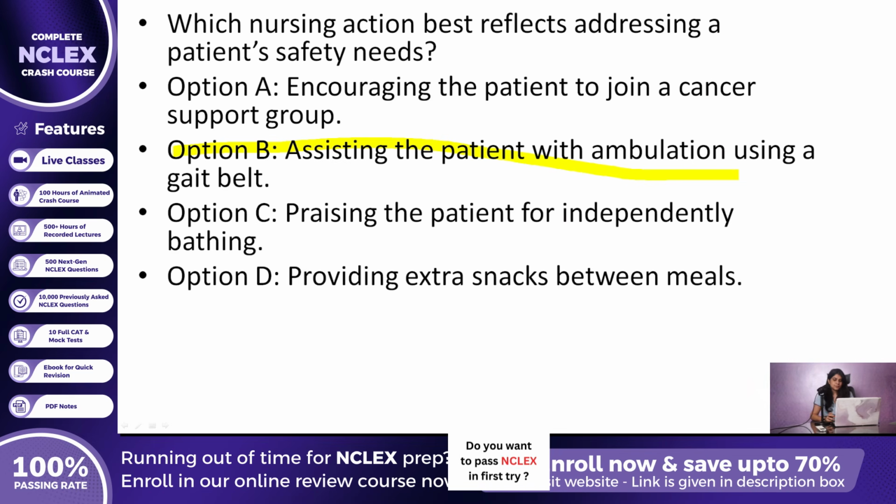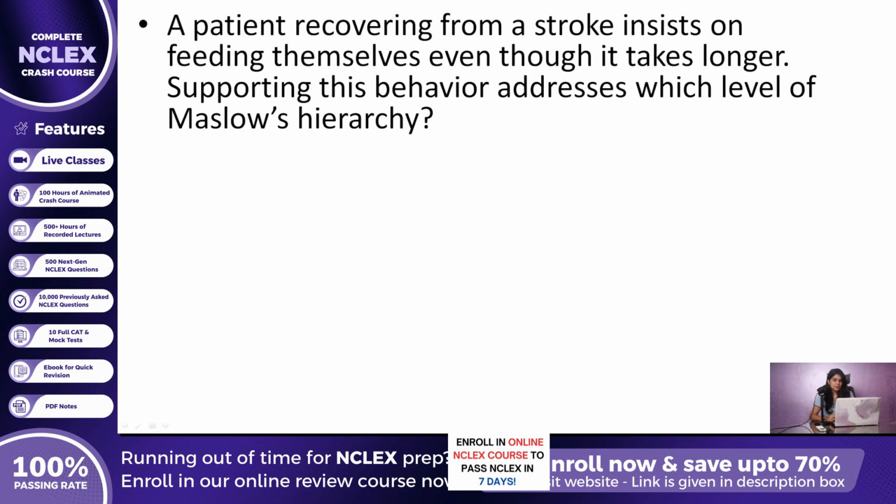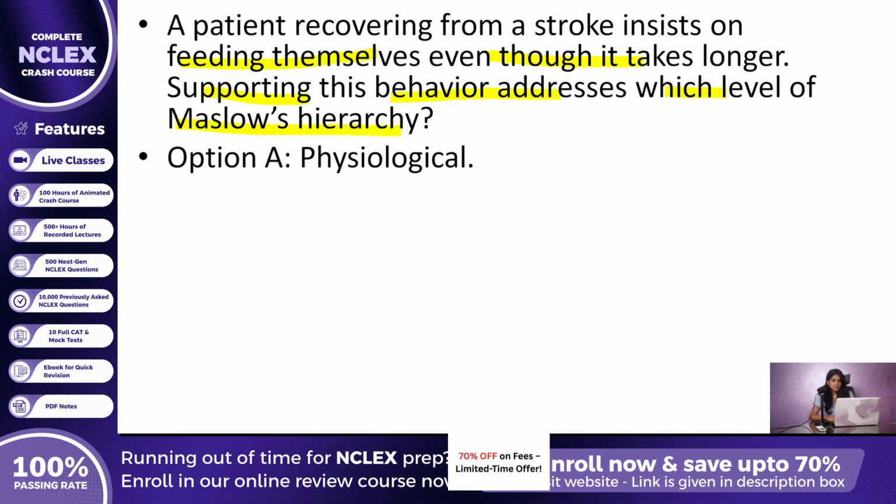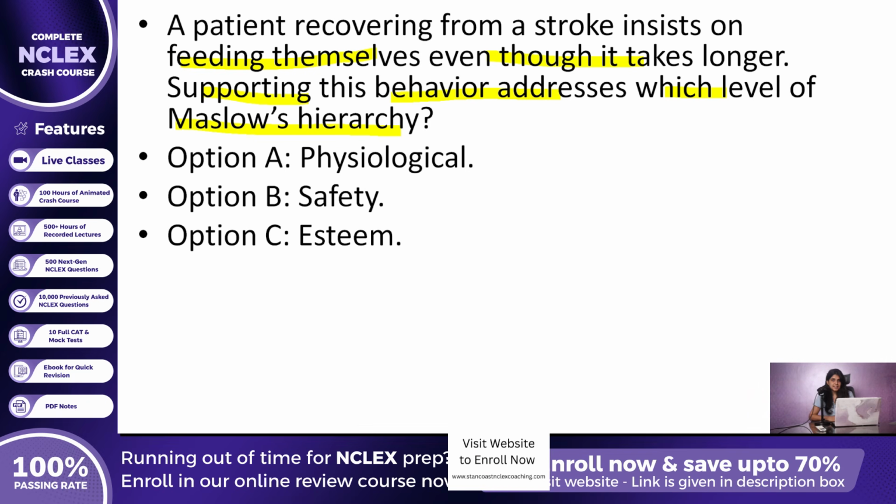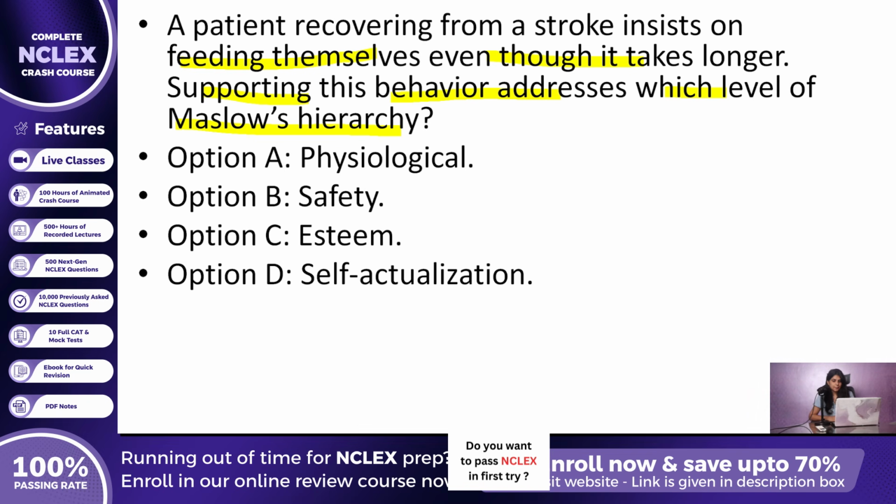Question 3. Now think about this. A patient recovering from a stroke insists on feeding themselves even though it takes longer. Supporting this behavior addresses which level of Maslow's hierarchy? Option A, physiological. Option B, safety. Option C, esteem. Option D, self-actualization.